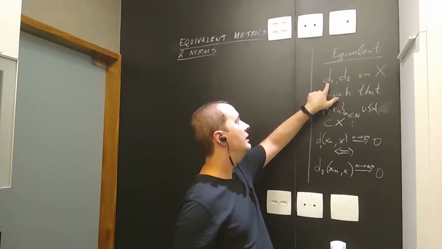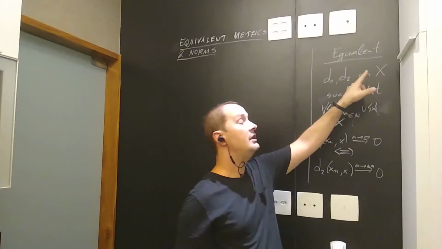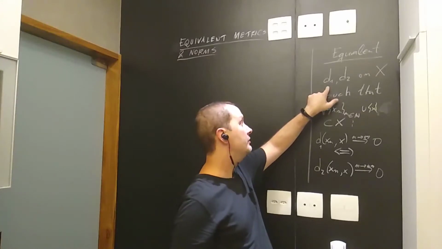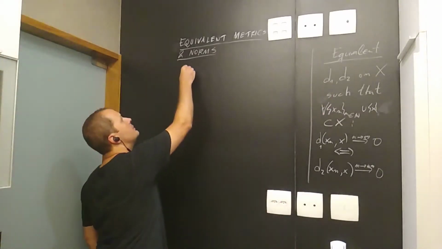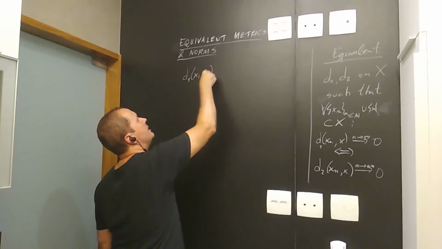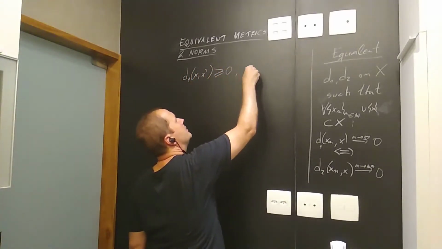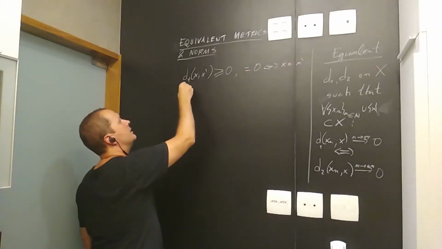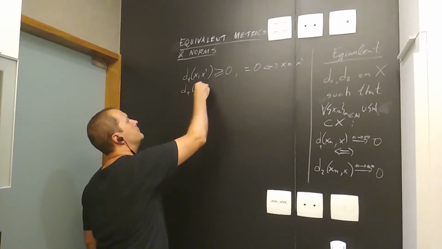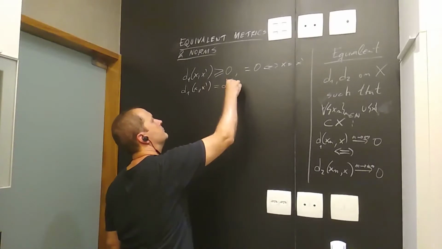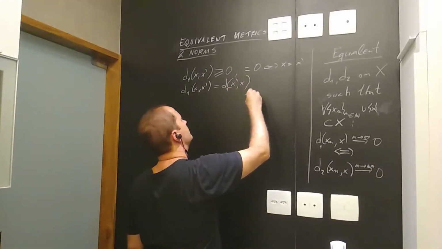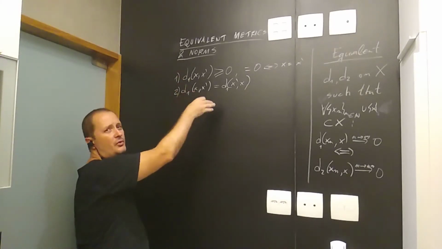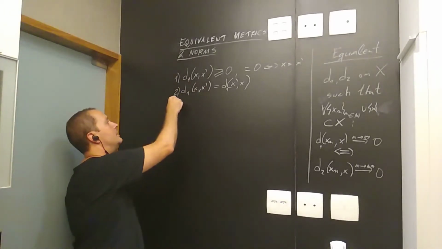Well, D1 takes as input a pair of points in X, and as output produces a real number that's non-negative. So the distance between two points in X is a non-negative real number, equal to 0 if and only if X is equal to X prime. It's also symmetric. And it satisfies the triangle inequality. So everything here holds for all X, X prime, X double prime in the space X.